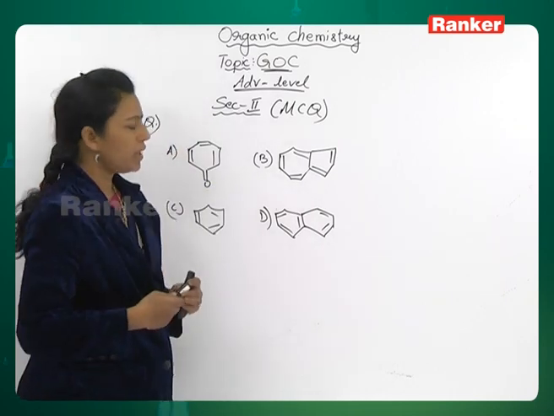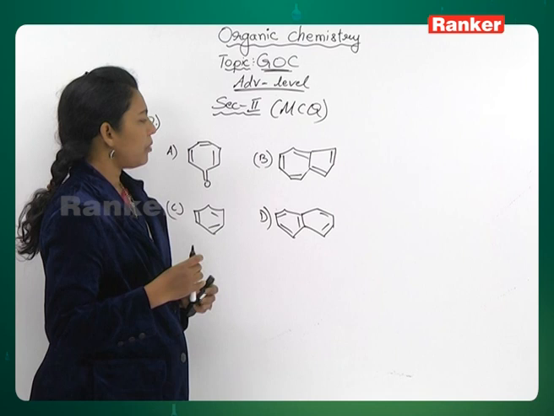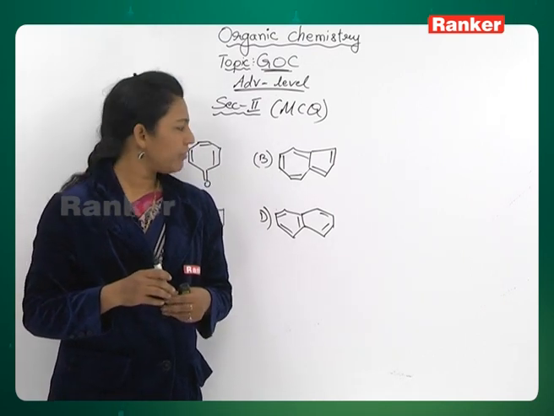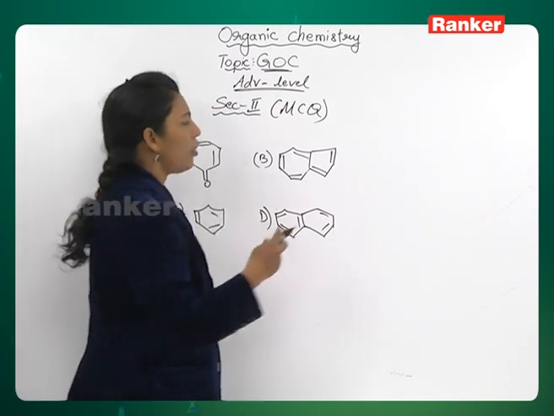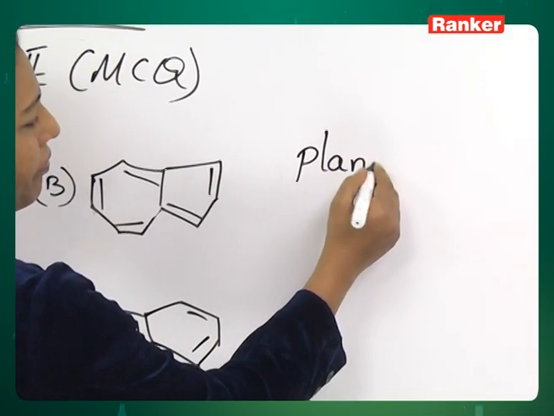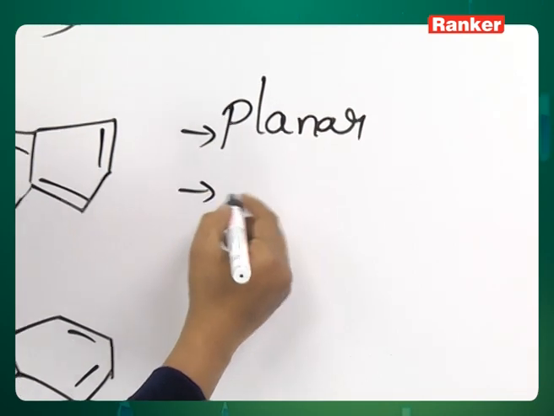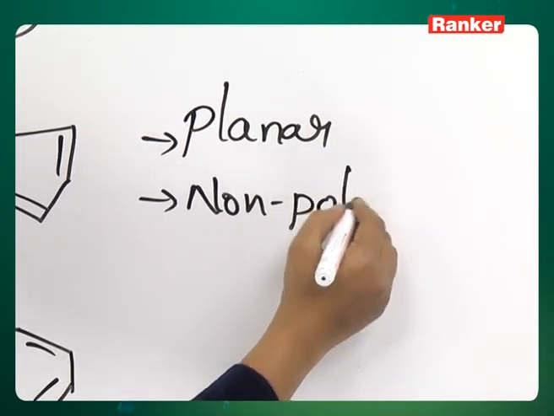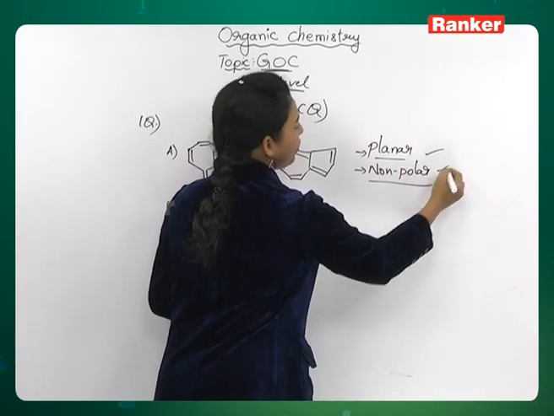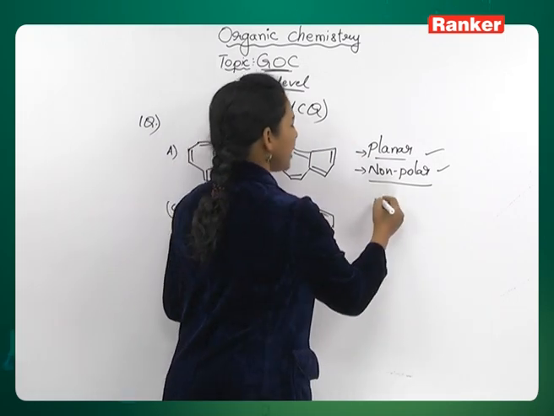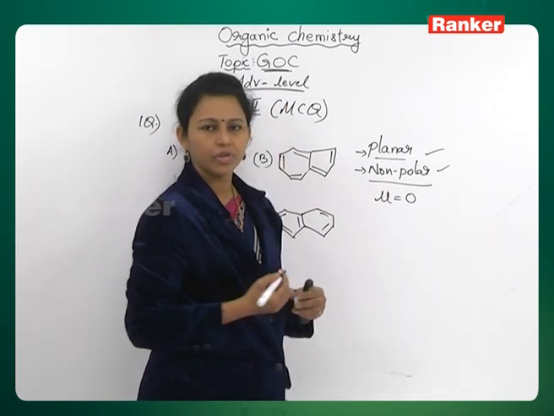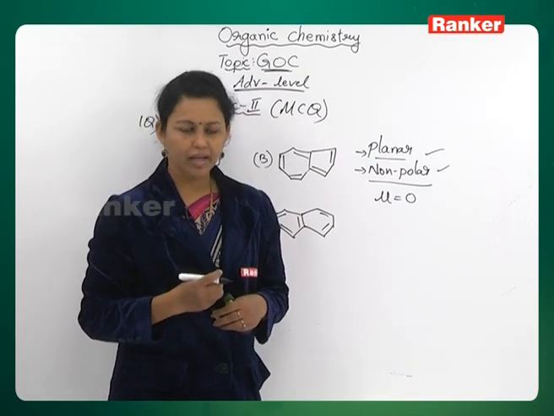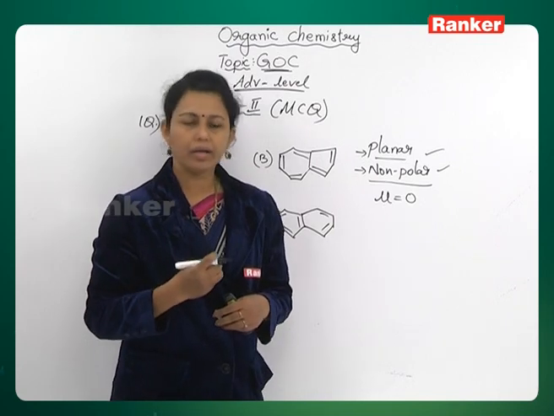So the condition for the dipole moment to be 0: if the molecule is planar and non-polar, if it does not have any polarity, then definitely the net dipole moment will be equal to 0. So its dipole moment value will become 0. That is, when the molecule is planar and non-polar, its dipole moment value will be 0.